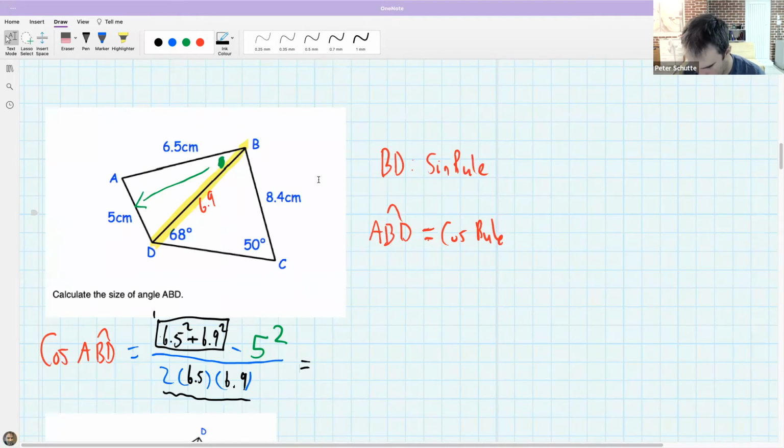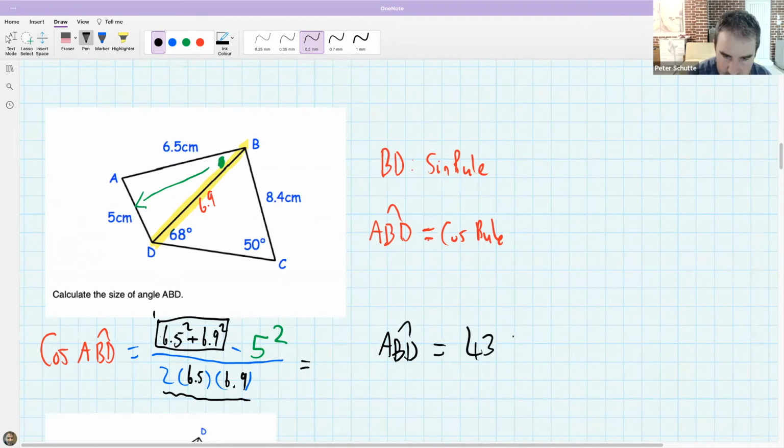5 squared plus. It's very helpful to use the fraction button in your calculator when you're doing these. Bracket. We should be getting, according to my calculator, the angle for ABD should be 43.69. And if we're rounding off to one decimal place, which we're doing here, it would be 43.7 degrees.